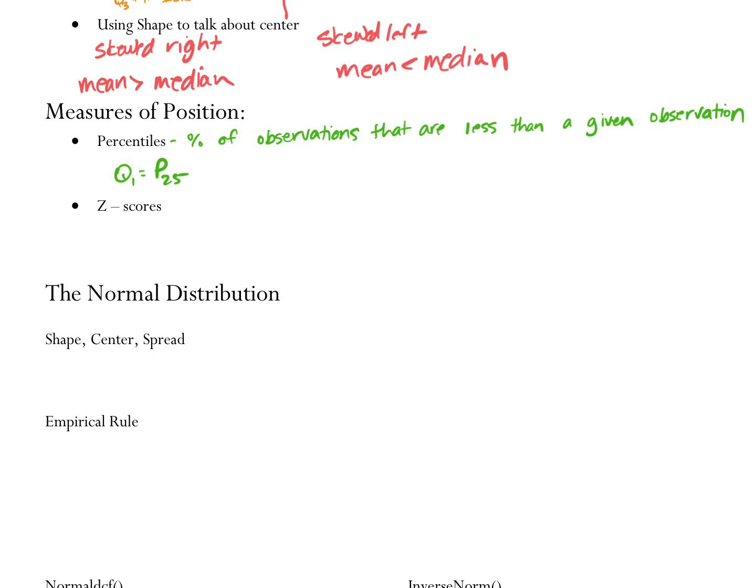All right, z-scores. They are the number of standard deviations above or below the mean.